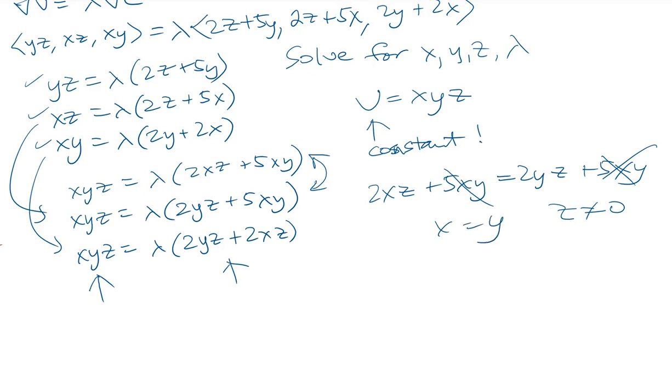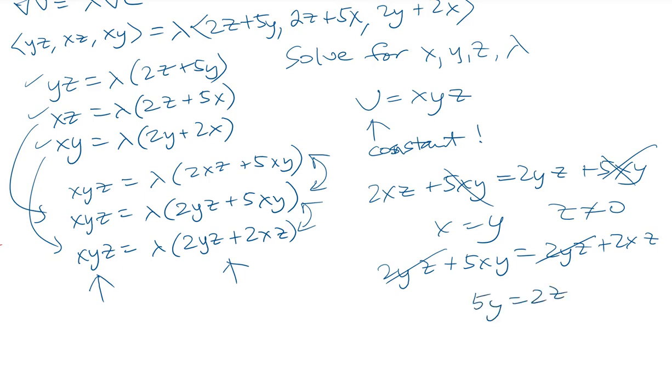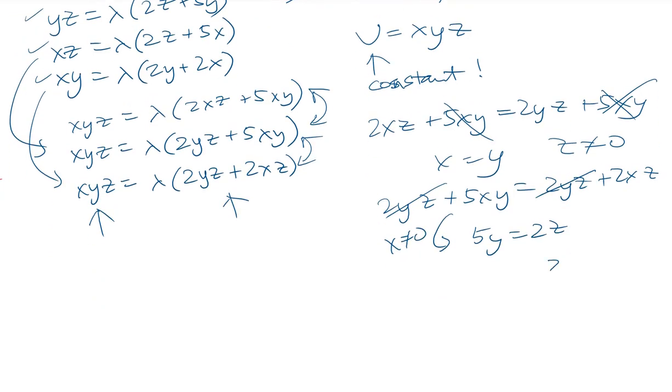Hey, look at that. So now when I set the second two equal, I get 2yz plus 5xy equals 2yz plus 2xz. The 2yz's cancel out. X can't be 0, so I get 5y equals 2z. Right? X can't be 0. So apparently z is 5y over 2. So x is y, z is 5y over 2.